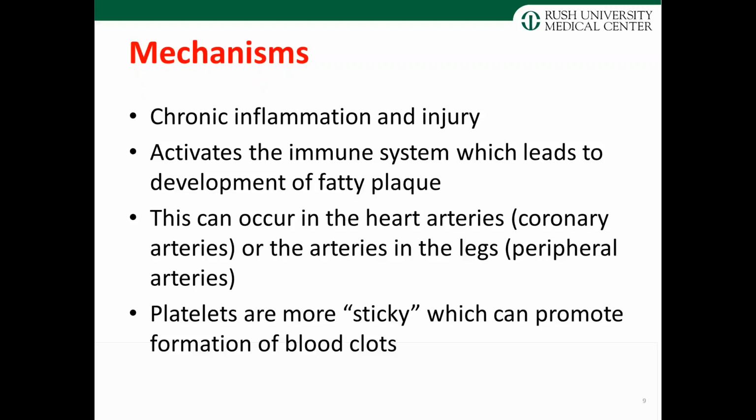What this inflammation does is it activates the immune system, which leads to development of that fatty plaque in that slide I showed you earlier, where there's narrowing of the heart arteries or the arteries in your legs. And the platelets are also more sticky, which can promote the formation of these blood clots. So it all works together to create this perfect storm.